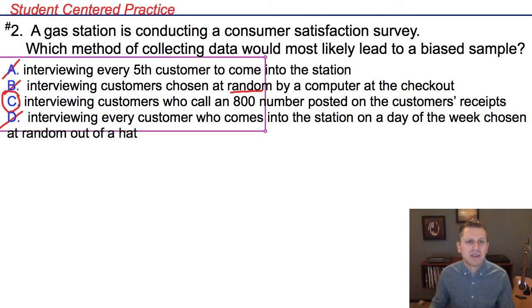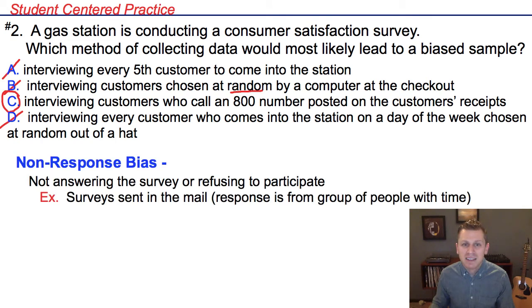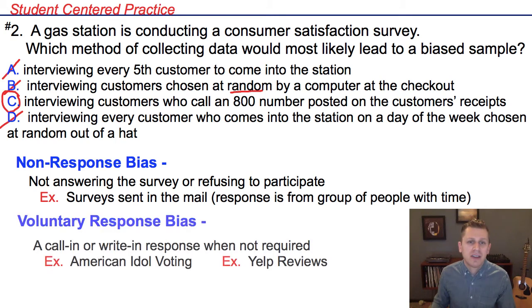If I interview customers who call an 800 number on the receipts, that creates a non-response bias. I know if someone puts something on my receipt that says, hey, do you want to call and say how your satisfaction was today? I'm not going to answer that. I don't have enough time. It could also be a voluntary response bias with who knows what type of people are going to call in. Maybe only people that weren't satisfied and not people that were satisfied.